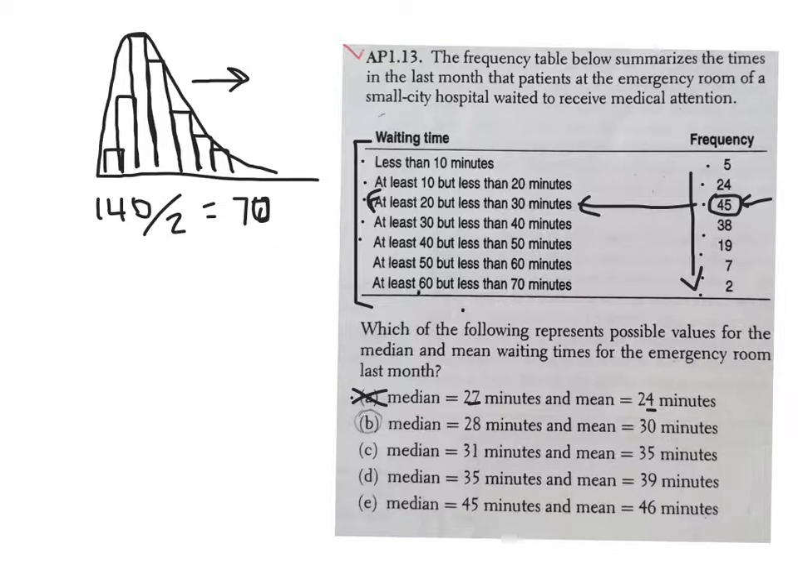So I said, and you can see I marked it already because I did this problem, the median is about 28 minutes. Well, that makes sense, right? Because the median is somewhere between 20 and 30 minutes. And the mean is a little bit bigger, and that is the correct answer.